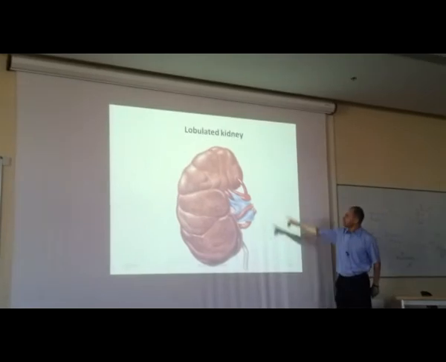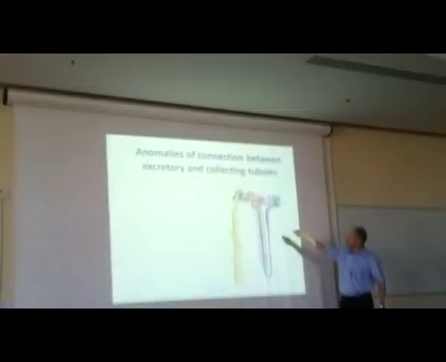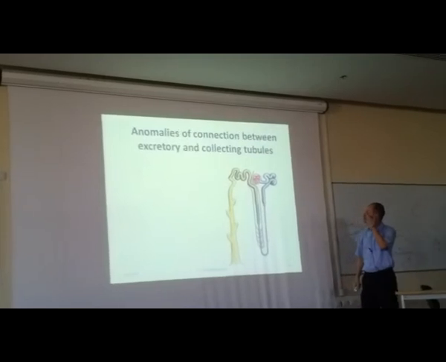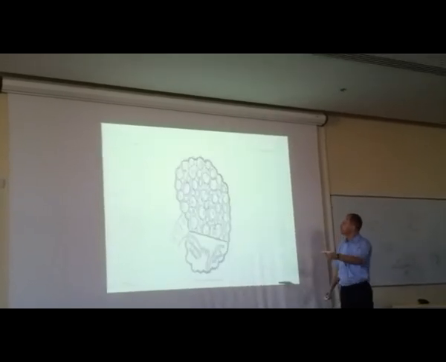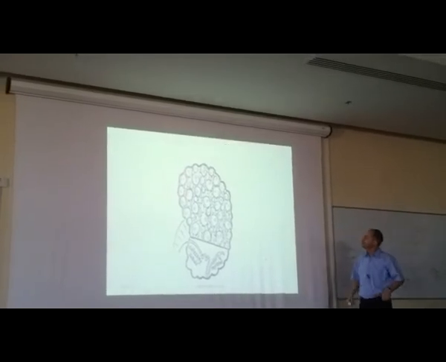Okay? This is the persistence of the lobulated character of the kidney. Sometimes the disconnection occurs, or there is failure of connection between the excretory and collecting tubules, and that disease which I mentioned is fetal lobulation or congenital polycystic kidney.